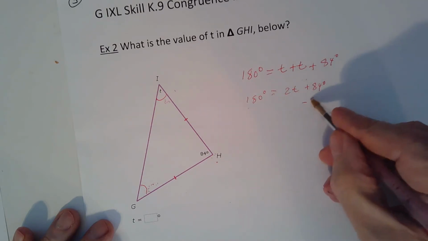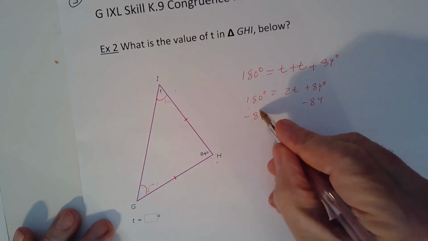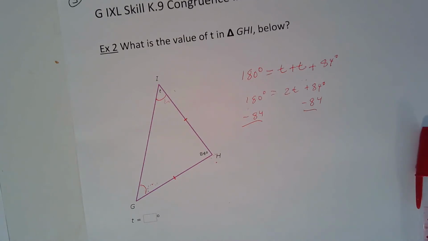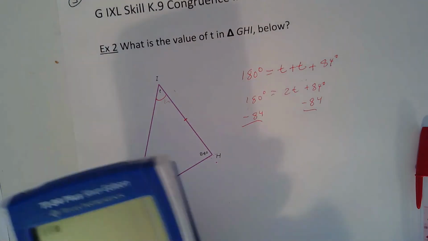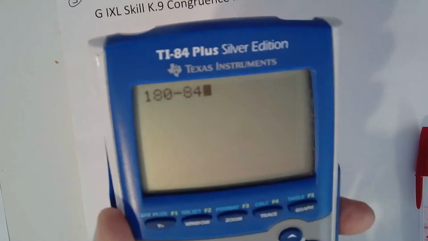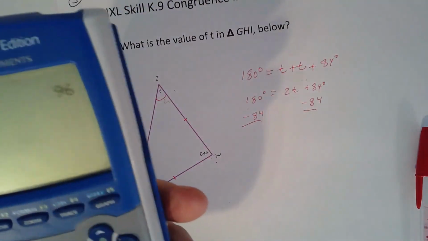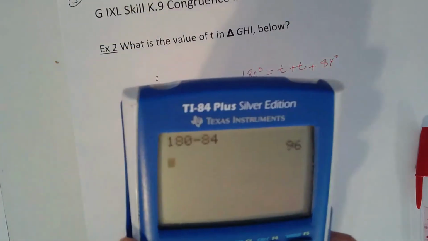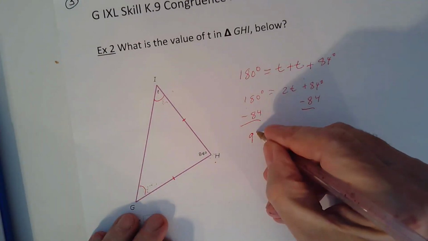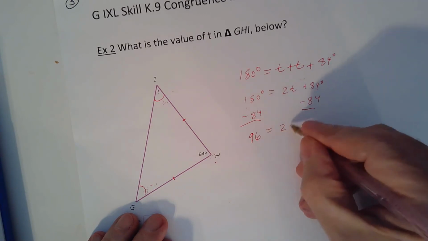Subtract 84 from both sides. Use your calculator again to subtract 84 from 180. So let's clear this. Okay, so 180 minus 84, and we get 96, it looks like. So that means that 180 minus 84 is 96 degrees, and that equals 2t.